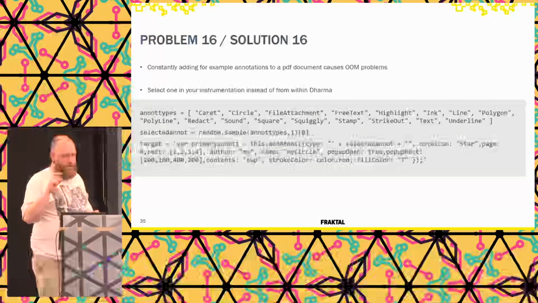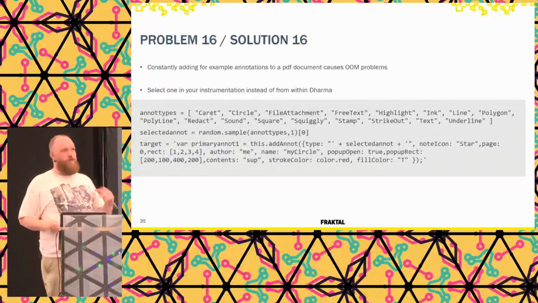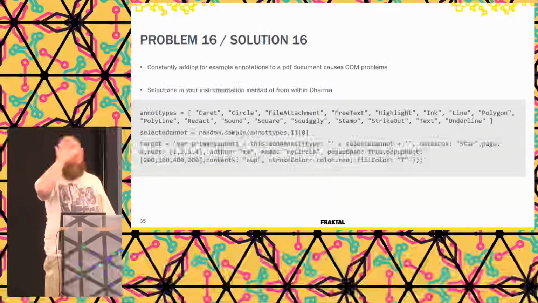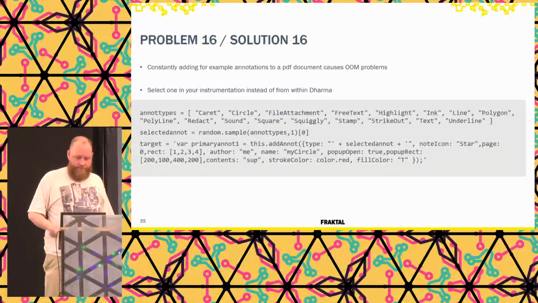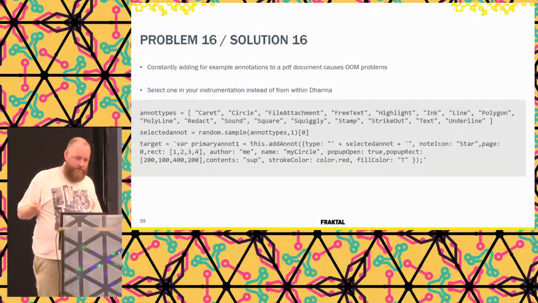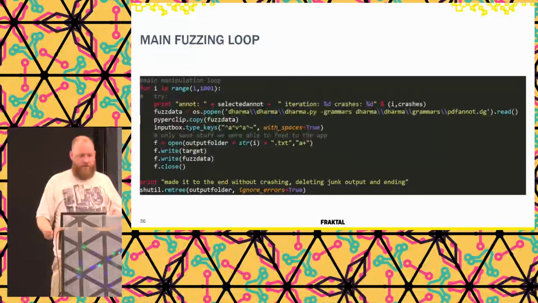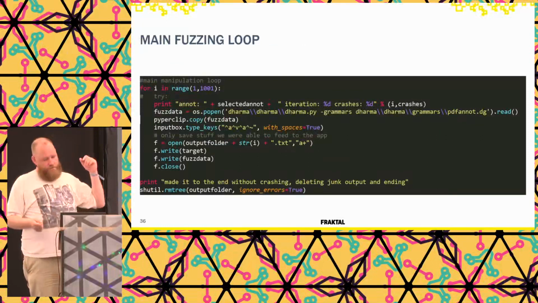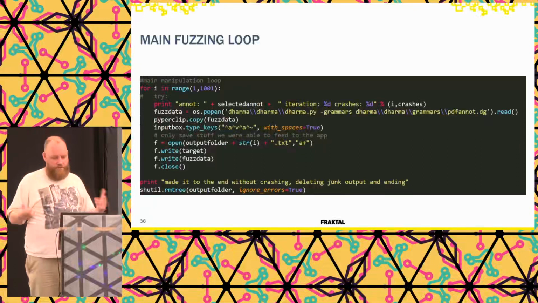Yes, if you read the Dharma documentation and do as you're supposed to do, you're going to run into some out-of-memory problems in Adobe Reader when you keep adding annotations, sadly. But you can just select the instrumentation from within Dharma instead. And then this is the main fuzzing loop. This is basically all you need to do to generate data, feed it, and log faults, right?